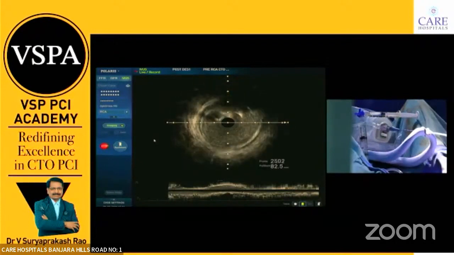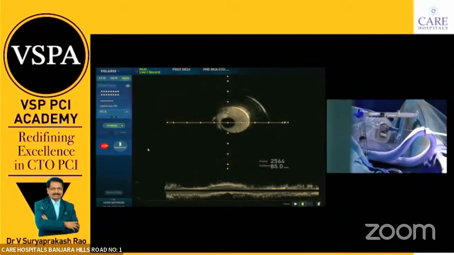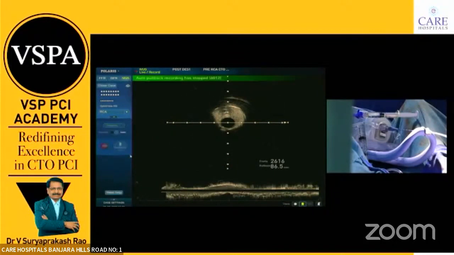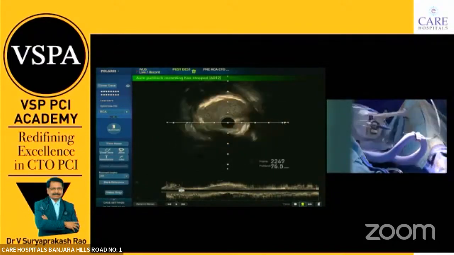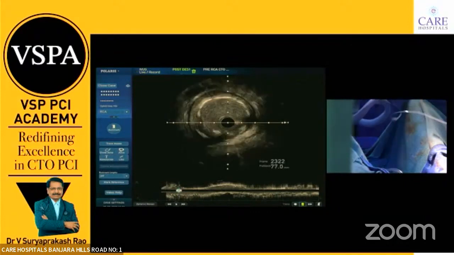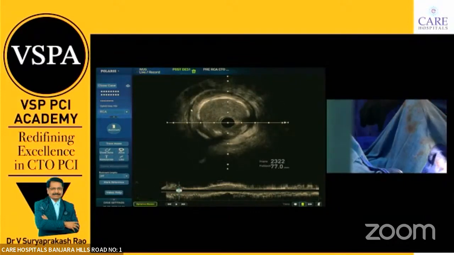I don't know where you are on the fluoroscopy. At the proximal part of the stent, there is some degree of gap. Here you need a little more work. I think there is a gap still there. You need to cover that. Yes, more on this side.